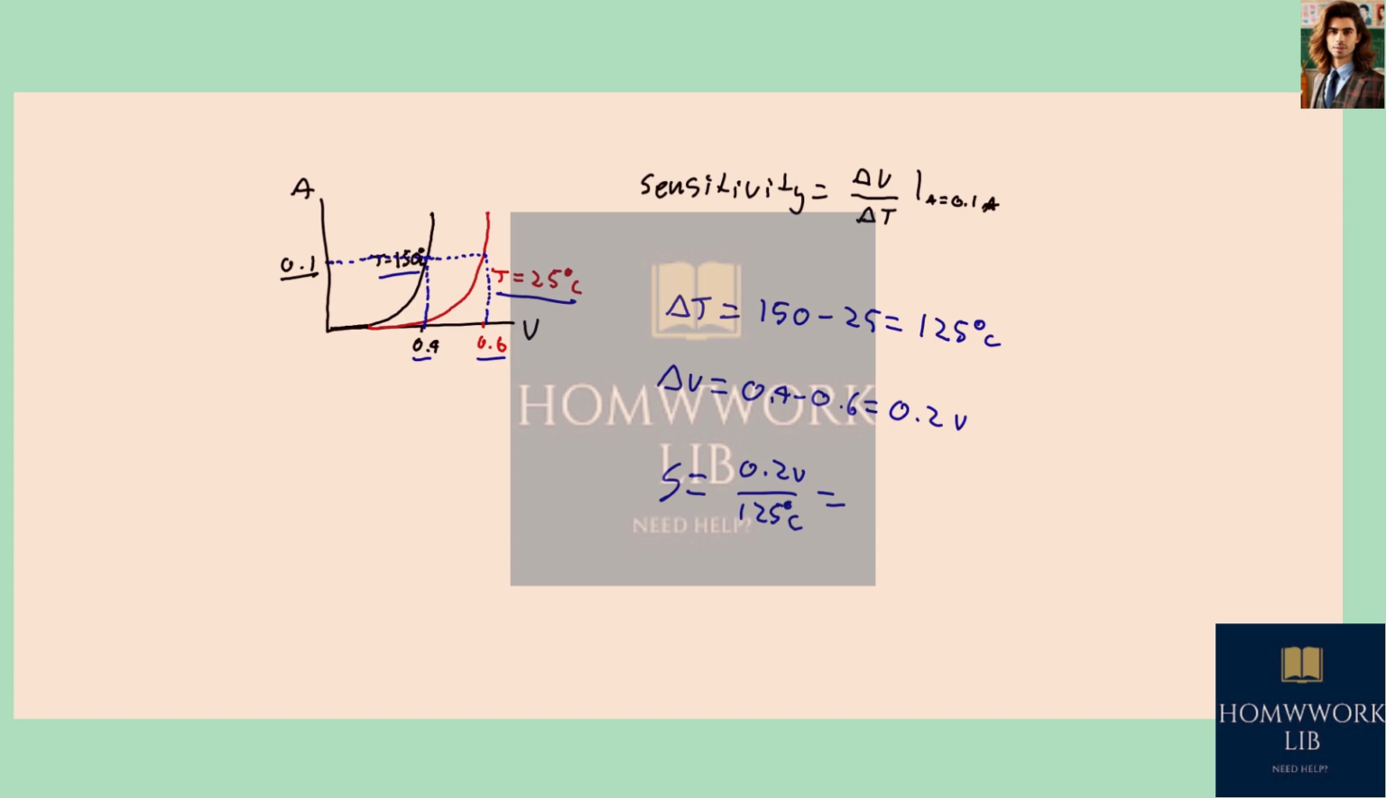You get that the sensitivity is minus 1.6 millivolts per degree C. And since we have a multiple choice, we want to pick the closest thing to that. And that is, of course, going to be number D, which is minus 2.0 millivolts per degree C. So not too hard once we figure out how to read this particular graph.